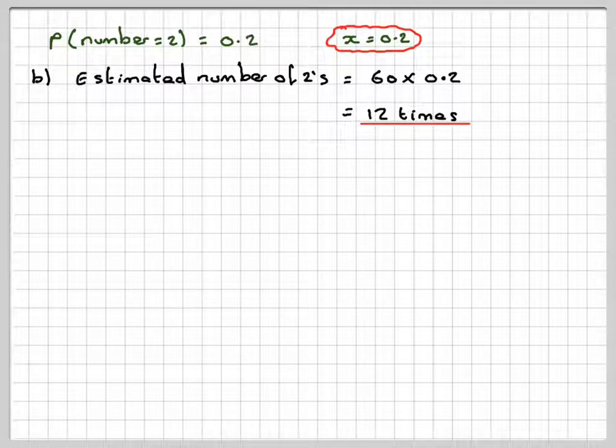So this has been a video to show you how to find probabilities from a table, and then how to find an expected number of times that a particular event might happen.